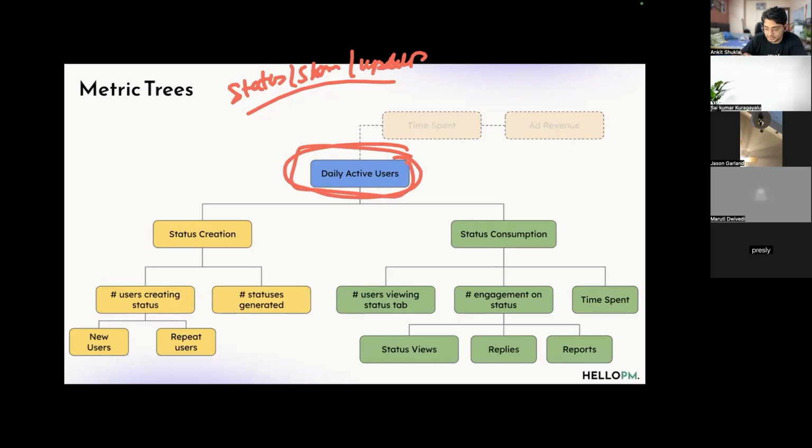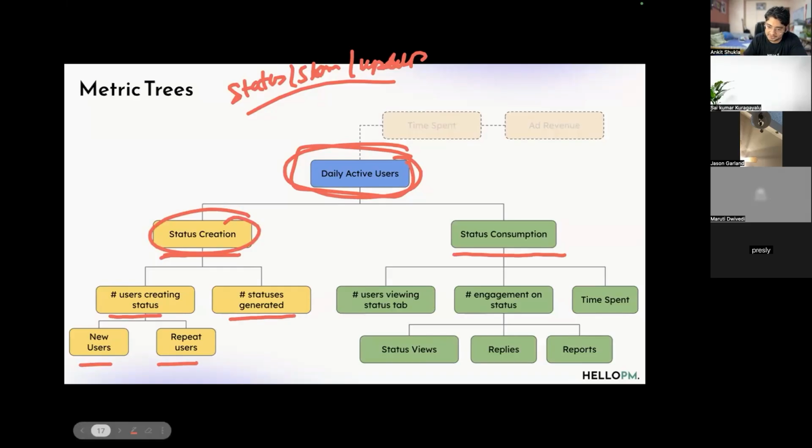Then we can divide it into two parts. Okay. How many people are creating the status? How many people are consuming the status? How many people are creating the status depends upon how many creators are creating the status and the number of statuses generated. This is status creation. And then there are going to be new users and repeat users. Similarly, status consumption: the number of people who are viewing the status tab, going to their phone and then looking at that particular thing, engagement on the status and time spent. And then status views, replies and reports. This is the interaction or engagement on this.